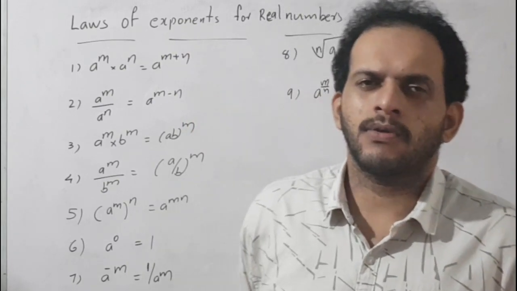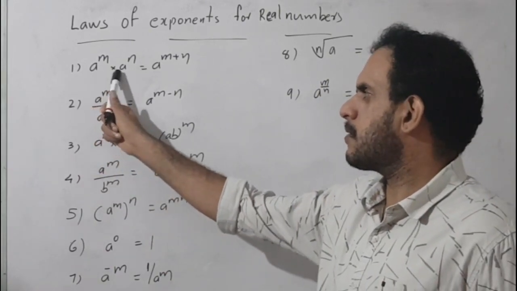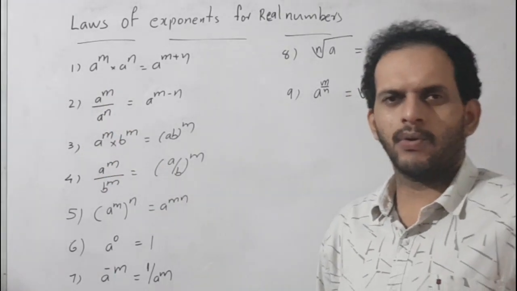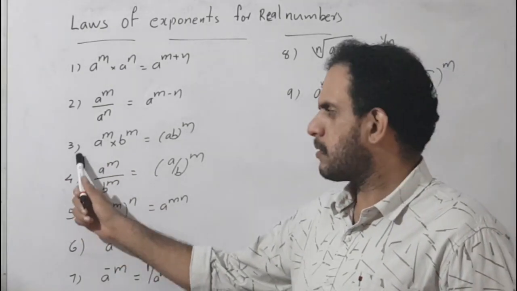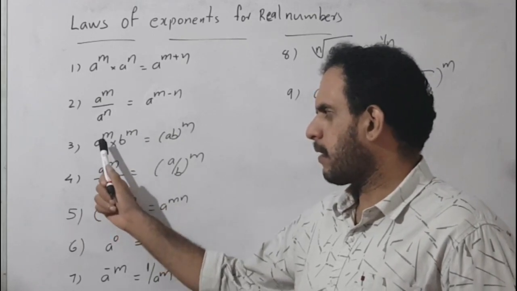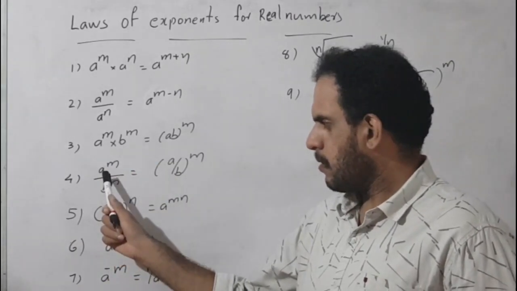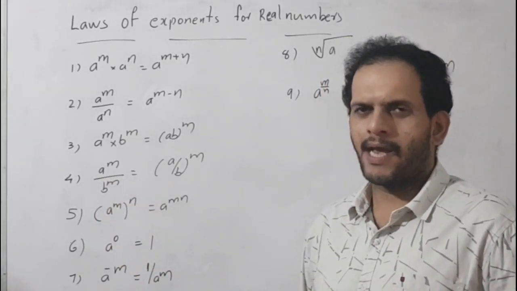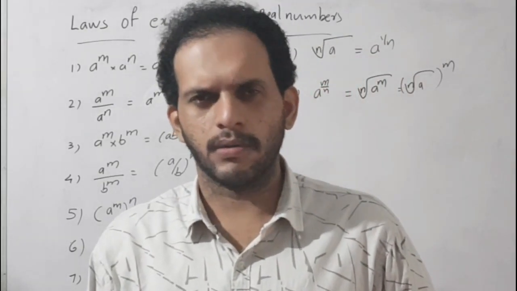The first two laws are explained with the same base, one in the case of multiplication and one in the case of division. The second two laws are based on the same powers, but the bases are different. We are discussing the exponential laws only in the case of multiplication and division. We already discussed this in the earlier sessions.